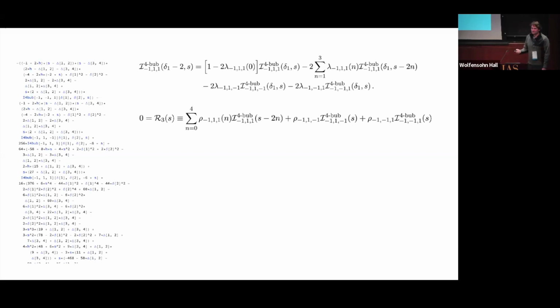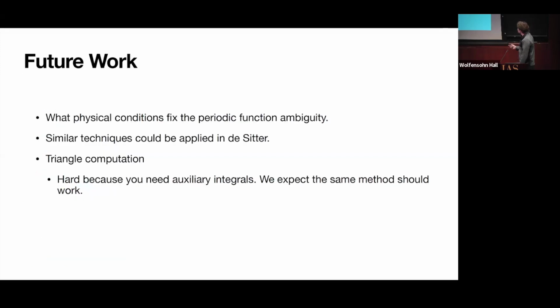But note, this seems very complicated, but I've also kept everything completely generic. So this is a 4-point melon bubble where all the deltas are different from each other. If you set all the deltas to be equal, I expect some simplification to occur. So that's the talk. Future work.